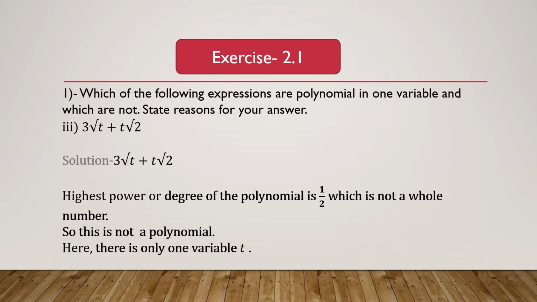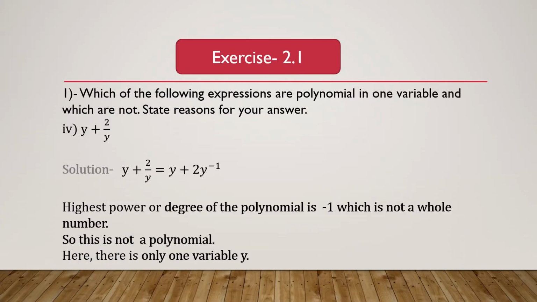Move on to the next question. Now the fourth part given is y plus 2 divided by y. Y plus 2 divided by y can be written as y plus 2 multiplied by 1 divided by y, and 1 divided by y is y raised to the power minus 1. So y plus 2 divided by y can be written as y plus 2 y to the power minus 1.